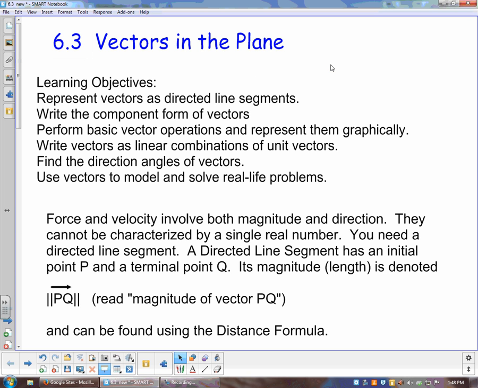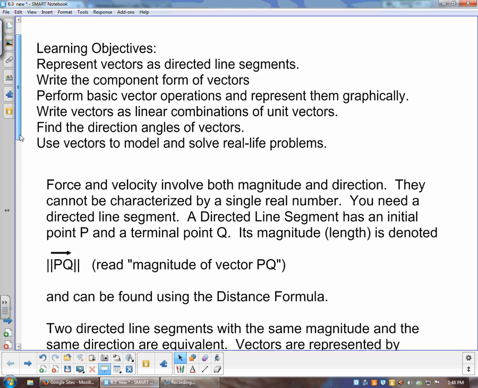We are looking at section 6.3, vectors in the plane. Your learning objectives are to represent vectors as directed line segments, write the component form of vectors, perform basic vector operations and represent them graphically, write vectors as linear combinations of unit vectors, find the direction angles of vectors, and use vectors to model and solve real-life problems.